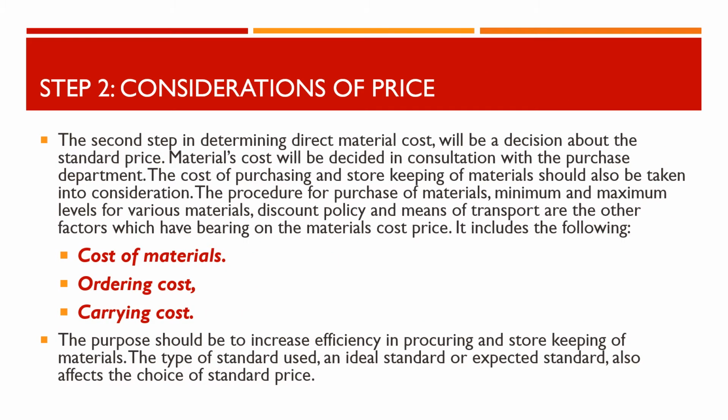The second step in determining direct material cost will be a decision about the standard price. Materials cost will be decided in consultation with the purchase department. The cost of purchasing and storekeeping of materials should also be taken into consideration. The procedure for purchase of materials, minimum and maximum levels for various materials, discount policy and means of transport are the other factors which have bearing on the materials cost price.